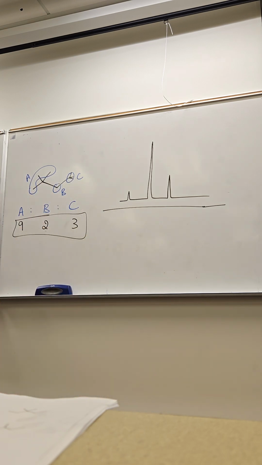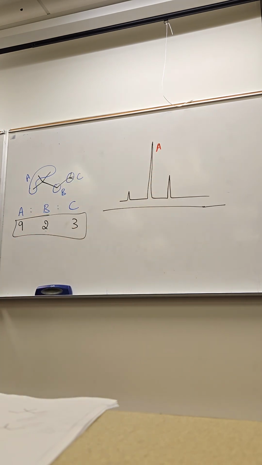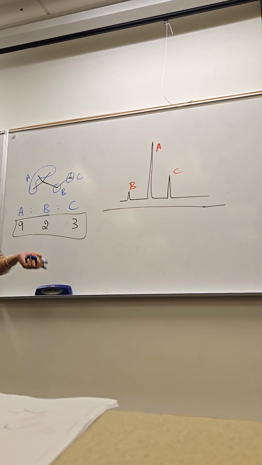Can you tell me 3 signals, because we expect 3 signals? Knowing the ratio 9 to 2 to 3, can you tell me which of these signals is A, B, or C? Middle is A, right? Do you all agree? Yeah. Then where's B? Left. Does everybody agree? Yeah.